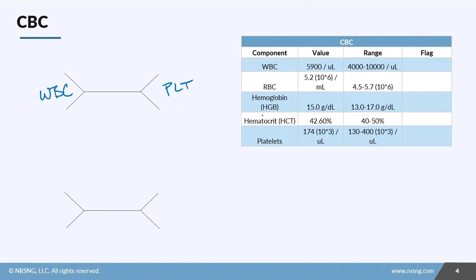So the other 2 values that you're going to look at are hemoglobin and hematocrit. You're going to put your hemoglobin on top, and you're going to put your hematocrit in the bottom. This is how the skeleton looks. So let's plug this number in.